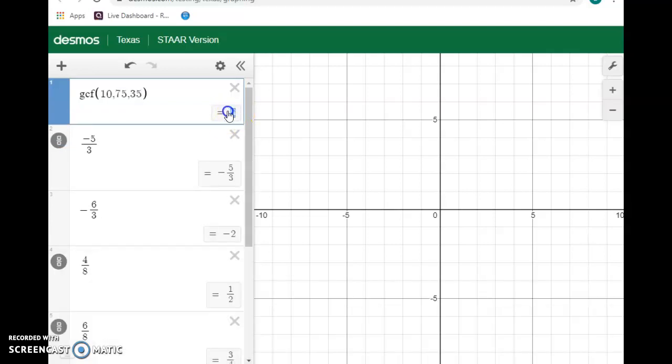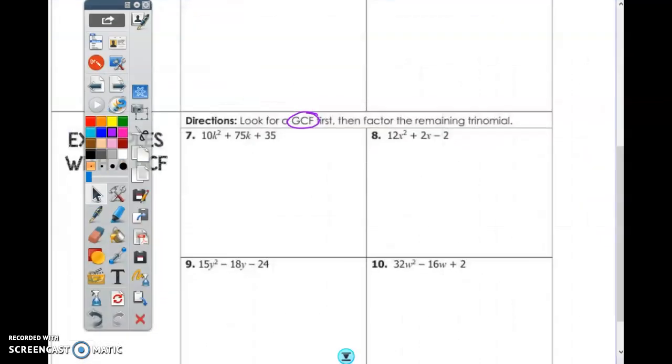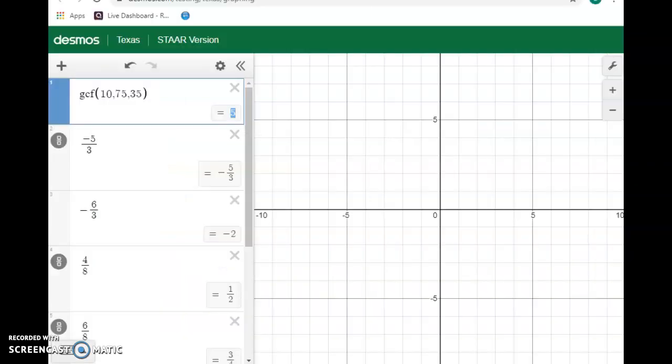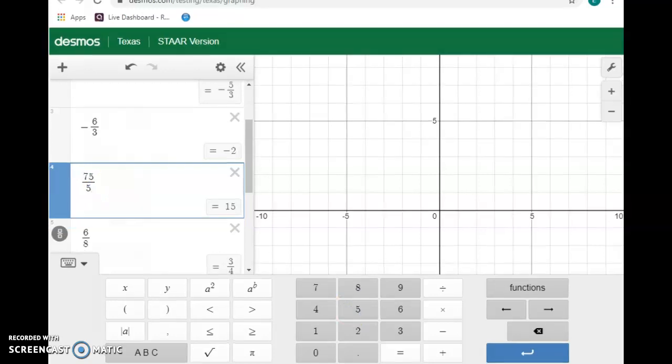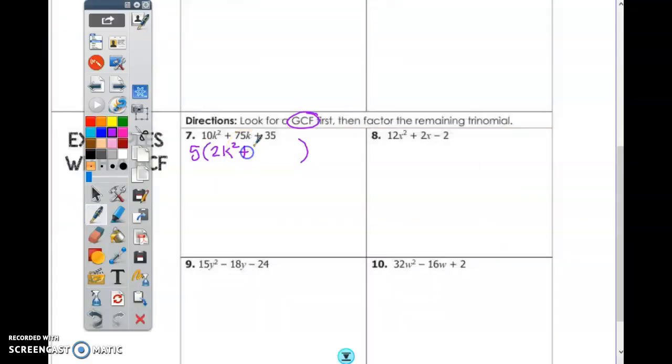So my greatest common factor is 5. That means I can divide everything by 5. So take out a 5, divide everything by 5. 10 divided by 5 is 2, k squared. 75 divided by 5, what's that? 75 divided by 5 is 15. So that's positive 15k. And 35 divided by 5 is a positive 7.